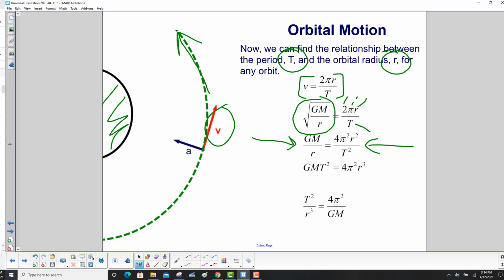Then we cross multiply. We multiply both sides by T squared and r. So r is going to wind up over there, and this T squared will go over here. So we get GM T squared is 4 pi squared r cubed. Then we divide both sides by r cubed and also by big G and big M. So we get the ratio of T squared over r cubed is equal to 4 pi squared divided by G, the universal constant, and the mass of the object being orbited.